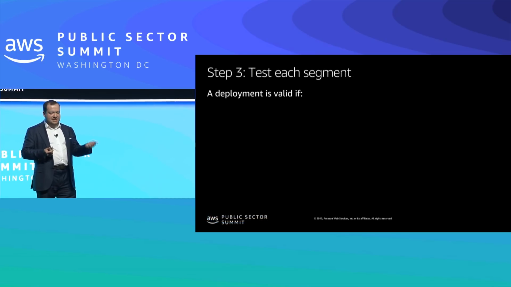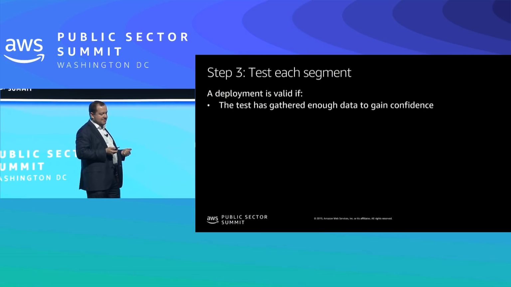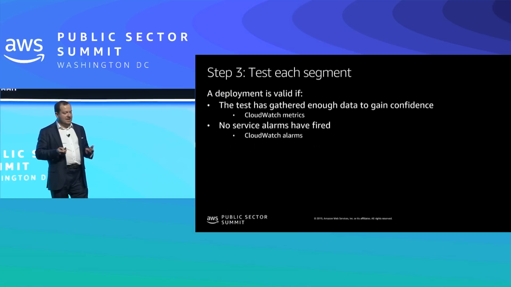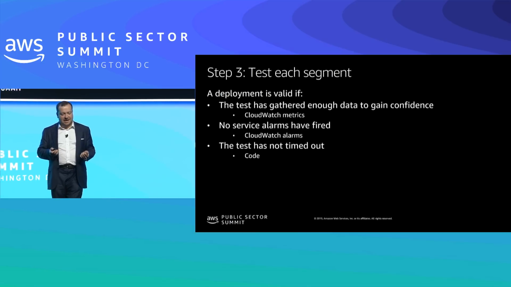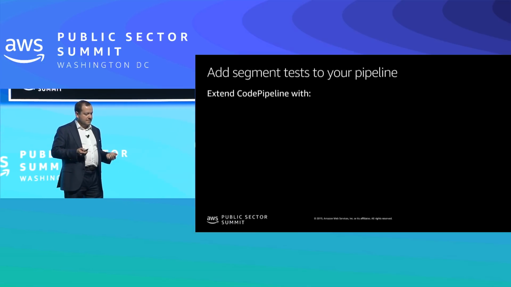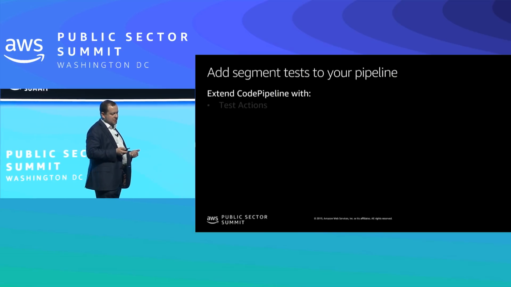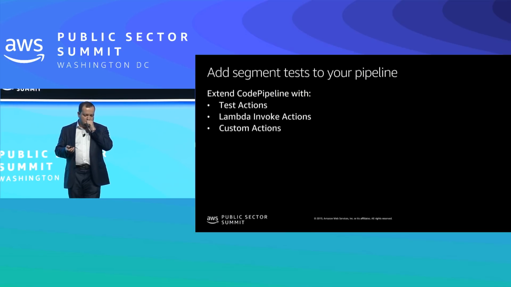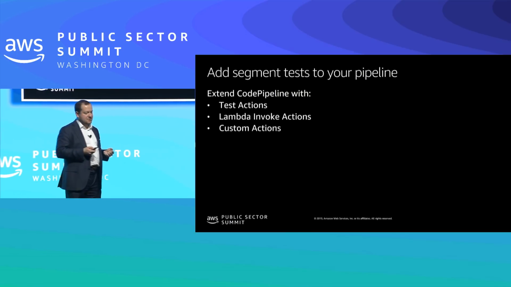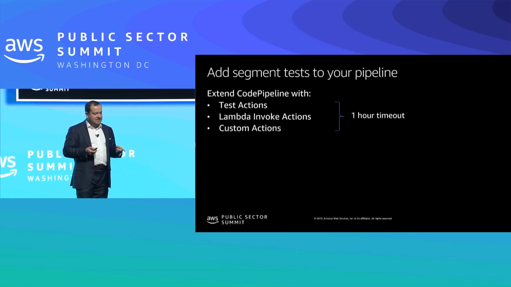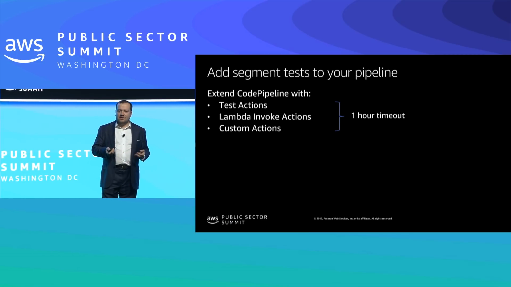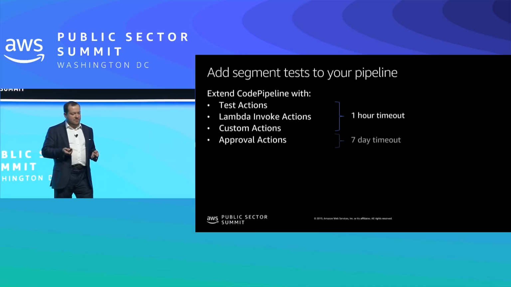So test each segment. A deployment should be considered valid if you've gathered enough data to make sure that the deployment's successful, if you haven't had any alarms fire, if your tests haven't timed out. And so you can extend CodePipeline with custom test actions and Lambda invoke actions and custom actions which are running on EC2 instances. All of these have a 1 hour timeout. So if you configure a custom test with Lambda, it'll time out after an hour if it hasn't gotten a result. And if you have a manual approval, that'll time out after a week.